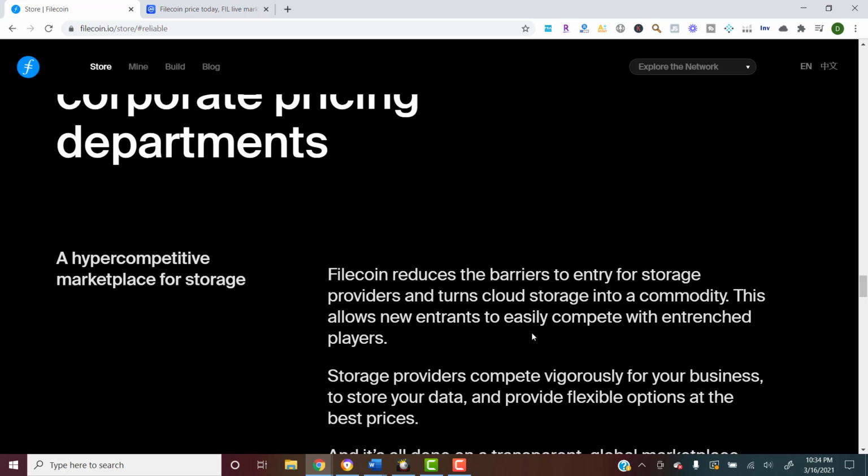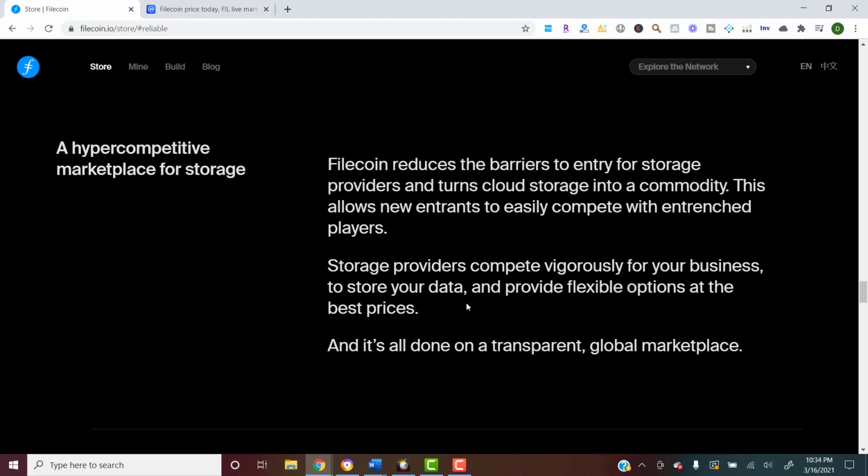You don't have to just rely on Google Drive. You don't have to rely on OneDrive from Microsoft or Dropbox or all of these different services that are out there. Storage providers compete vigorously for your business to store your data and provide flexible options at the best prices, all done in one transparent global marketplace. I mean, to me, super powerful. The use case for this is off the charts.